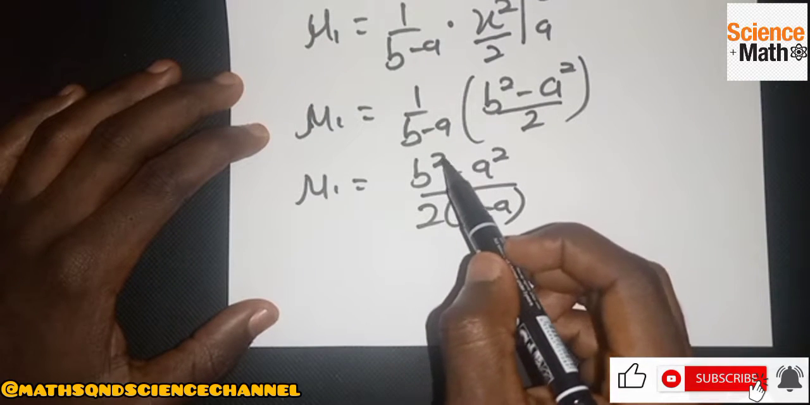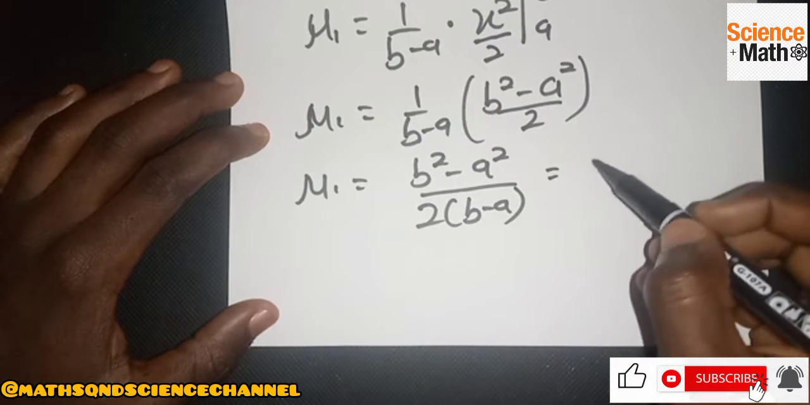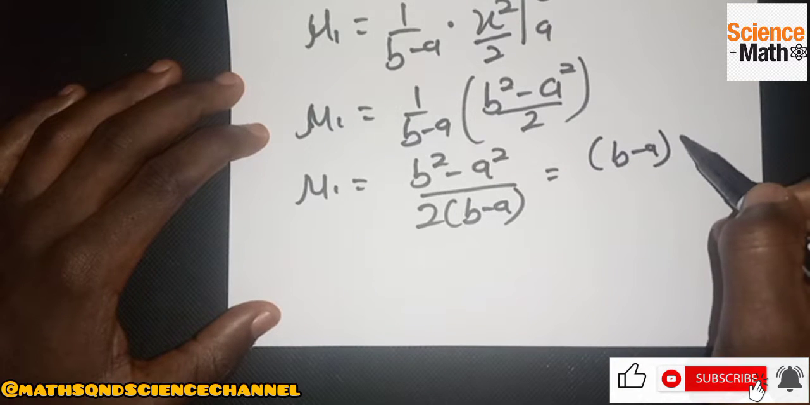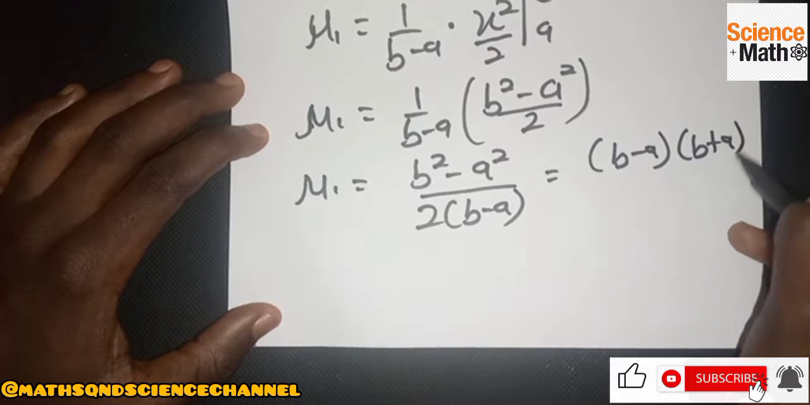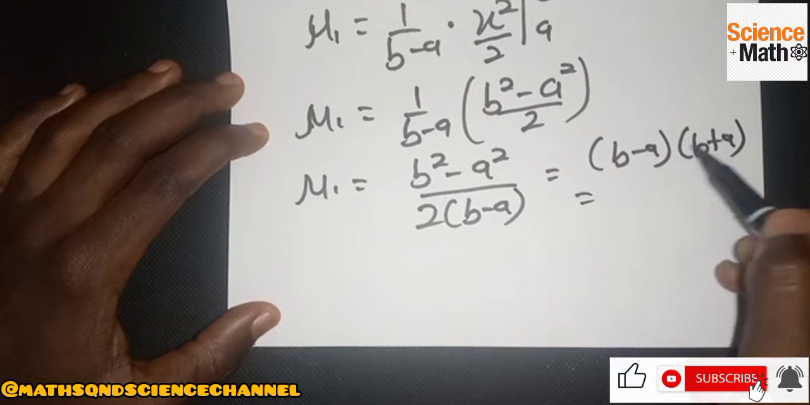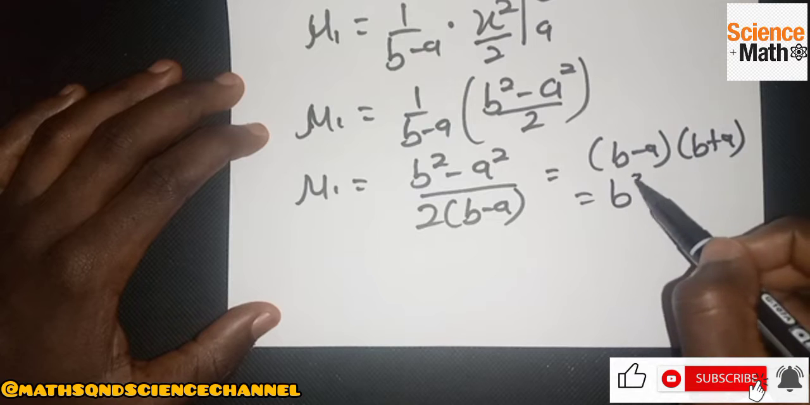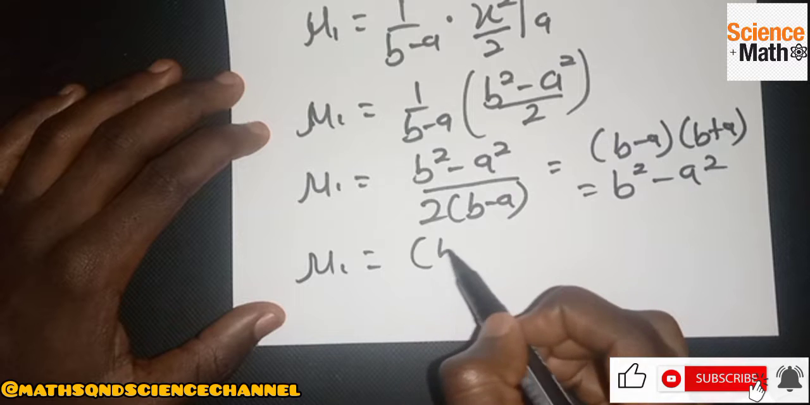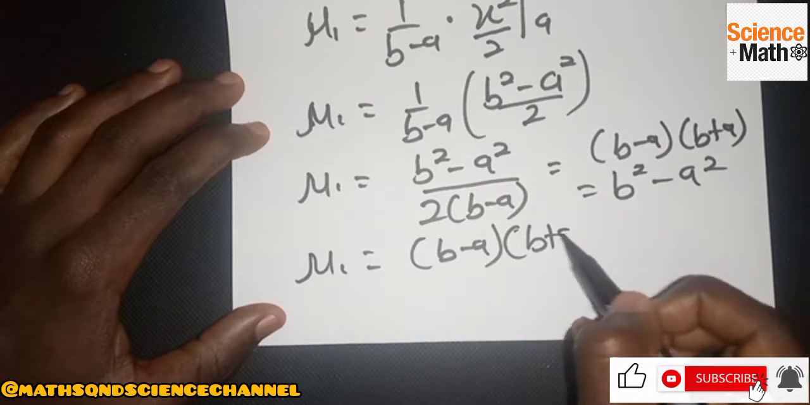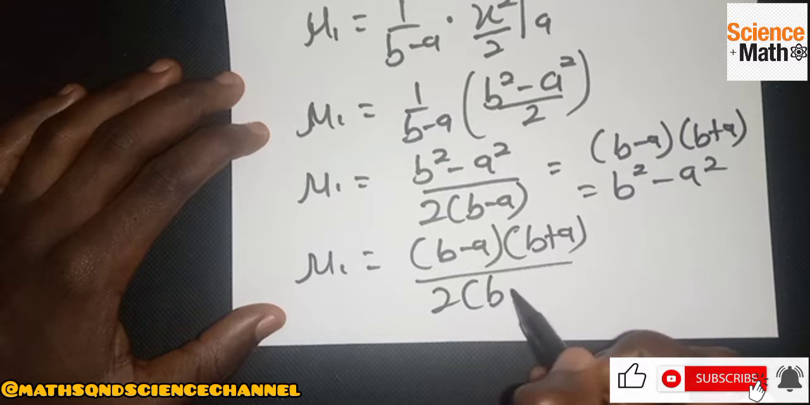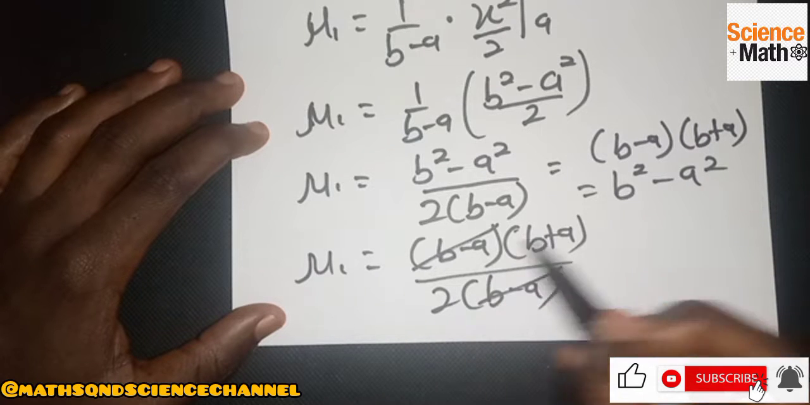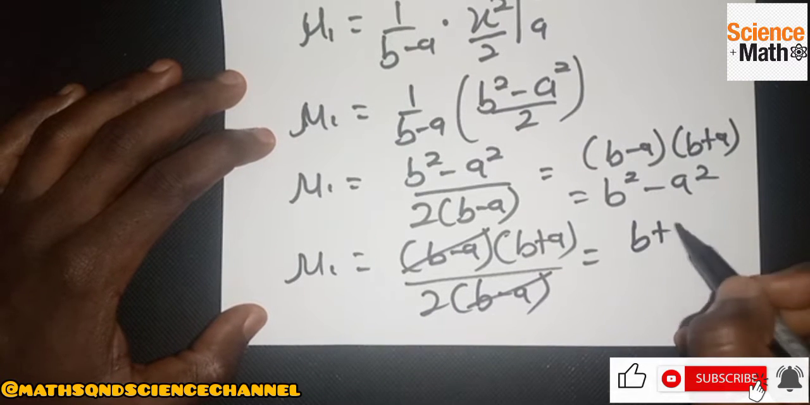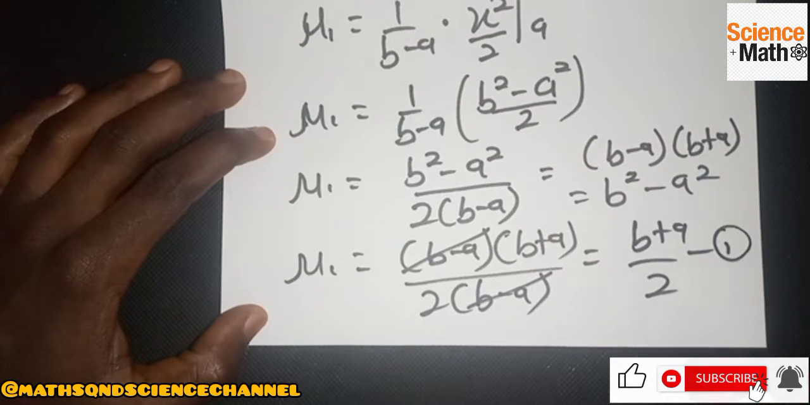Now what is b squared minus a squared? So b squared minus a squared is basically the difference of two squares, b minus a, and then b plus a. Realize that when you expand this, you are just going to get b squared minus a squared. So we are just going to replace it with that. So replacing it with b minus a, and then b plus a, being divided by 2 times b minus a. Realize that this will cancel, and therefore we have the mean to be equal to b plus a divided by 2, and let's call this one equation 1.